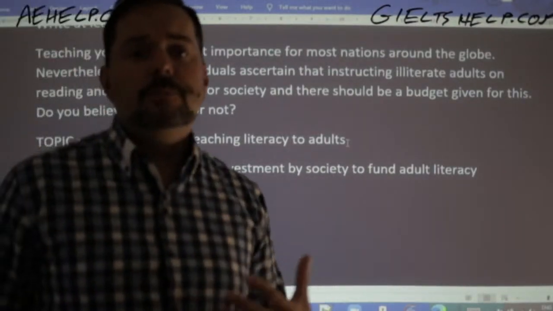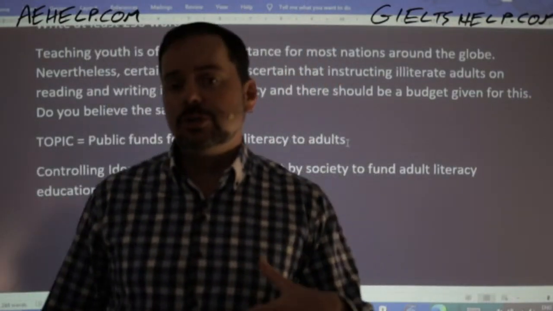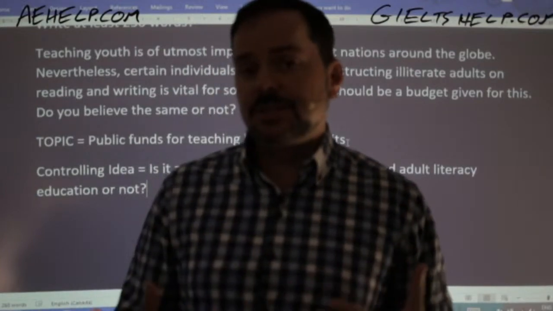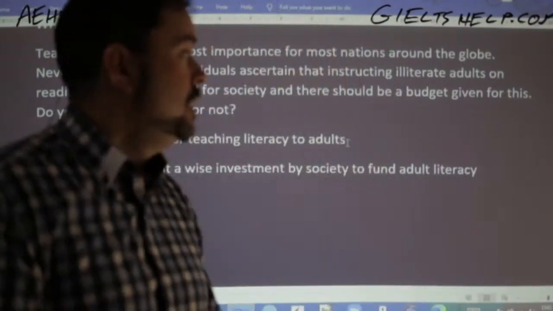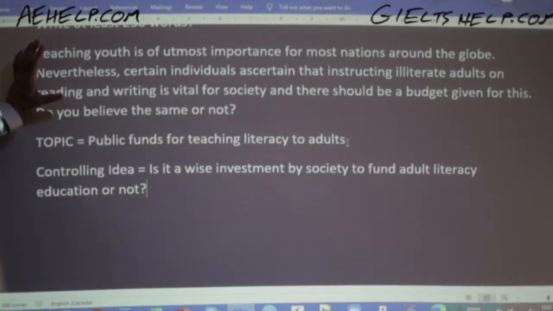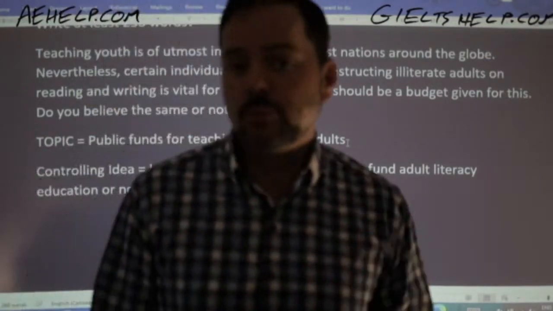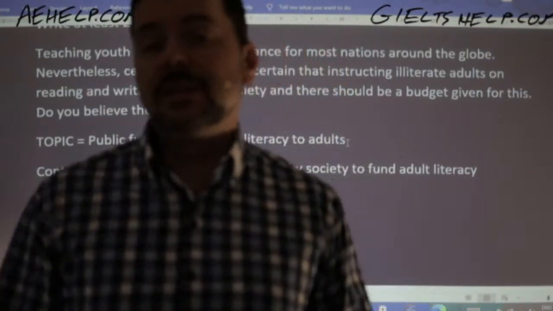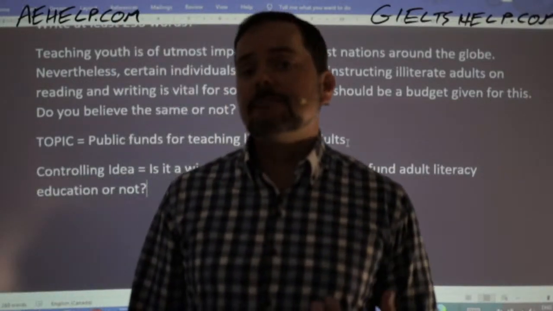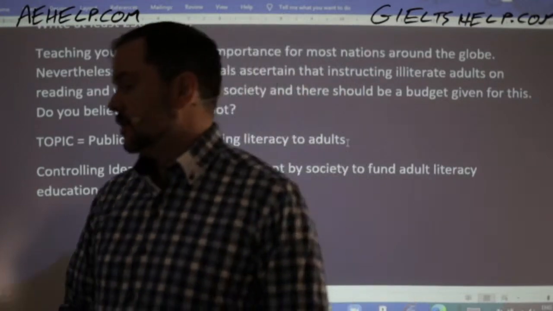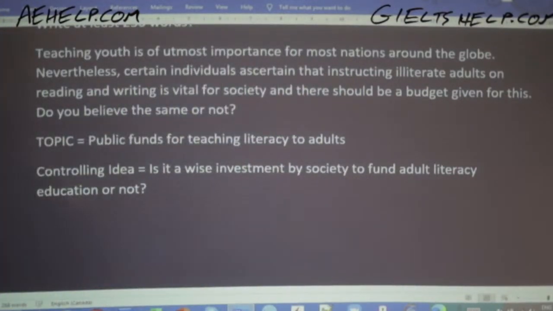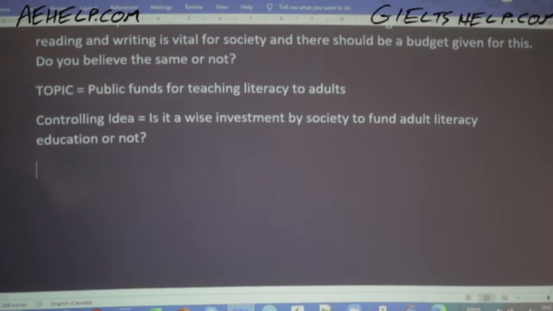Let's get into a bit more planning. So in the actual official IELTS exam, you're doing this quickly. A lot of this you're doing in your mind, okay? So you can do the paraphrasing on paper and then identifying the topic, the controlling idea, and doing some critical thinking about these, which means thinking about the what, thinking about the why, thinking about the how. That's happening mostly in your head, okay? So the question that I want to ask here is, what are public funds to teach literacy to adults, okay?